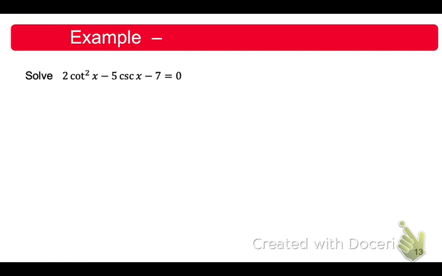Okay, what am I going to do with this one? Cry. I got cotangent and I got cosecant. Do they have an identity where they go together?